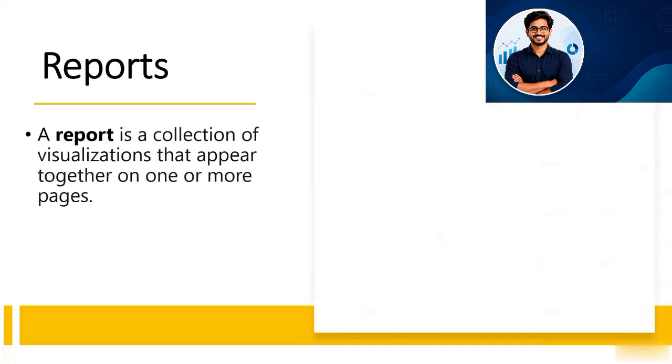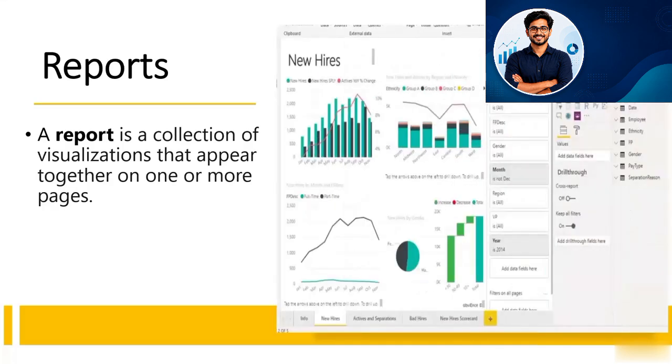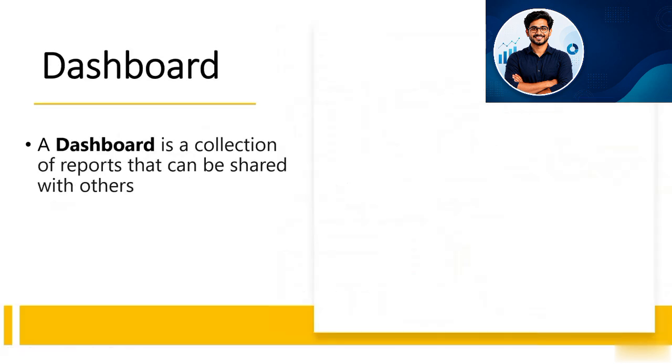Now, a report is a collection of visualizations that appear together on one or more pages. That means a visualization is just a single chart, a single component. But when more than two visuals are combined on a single page, it is called a report. Now, this is how it looks. You can see there are four visuals available in this particular report, and these are the tabs: this is the first report, this is the second report. And this is how it looks.